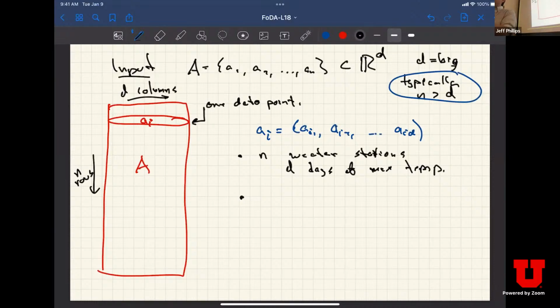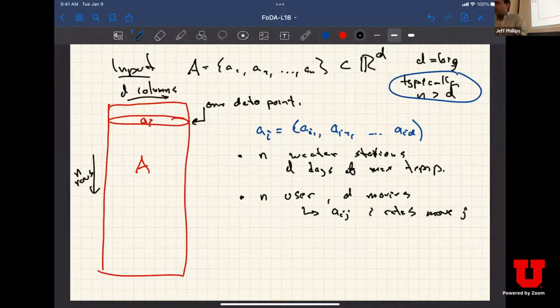I have another example of this. A common data set for things like Netflix and recommendation systems: they have N users and D movies, and each entry A_ij is how user i rates movie j, say a rating between 1 and 5. Each entry in the matrix represents a rating of a movie.